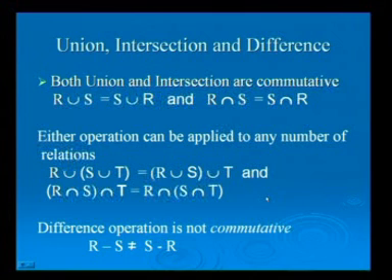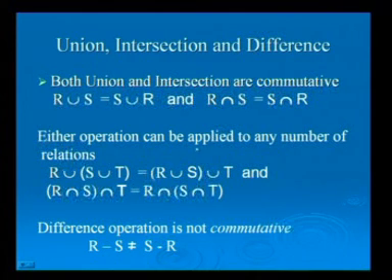Now let's have a look at the features of these operations: union, intersection and set difference. Both union and intersection are commutative, that is, R union S is equal to S union R. It does not make any difference. You can take R union S or S union R, and you will get the same output. And R intersection S is equal to S intersection R. Therefore, these operations are considered commutative.